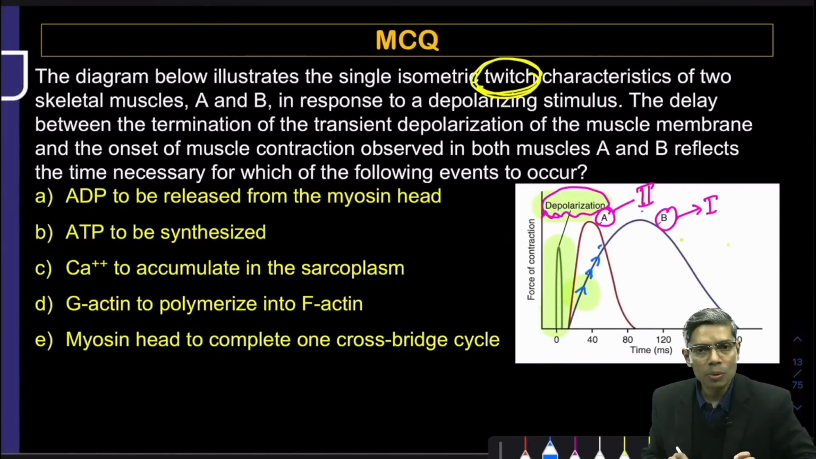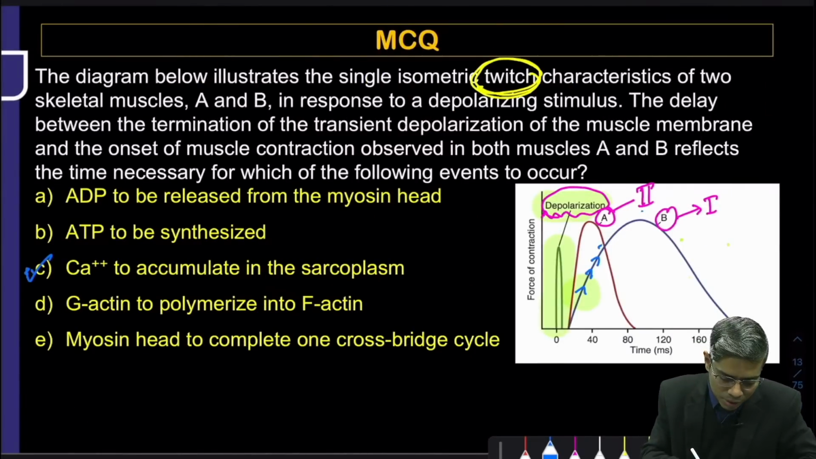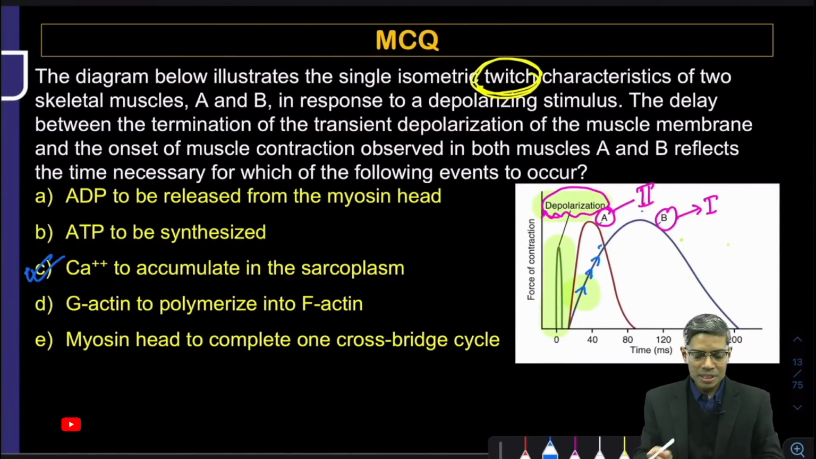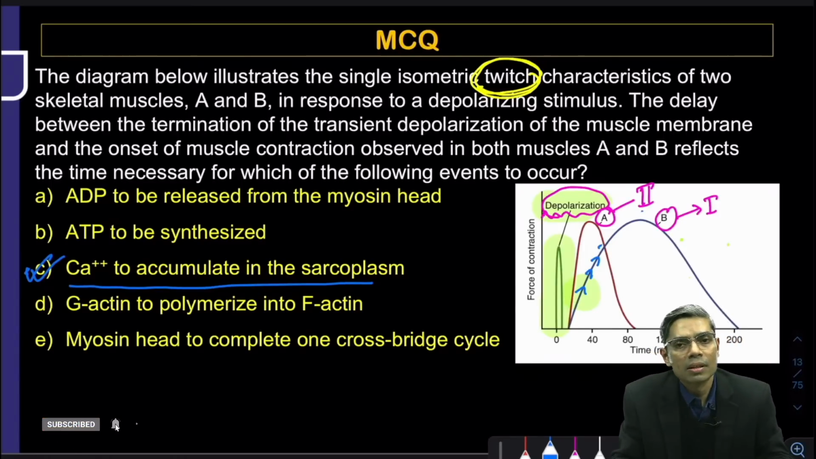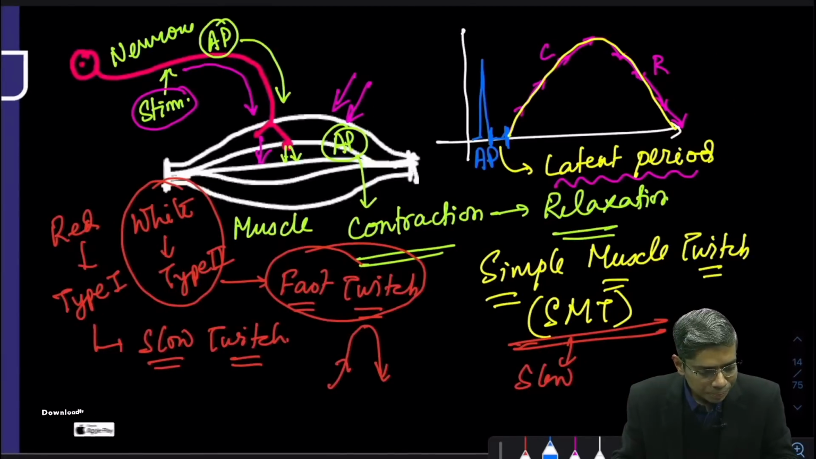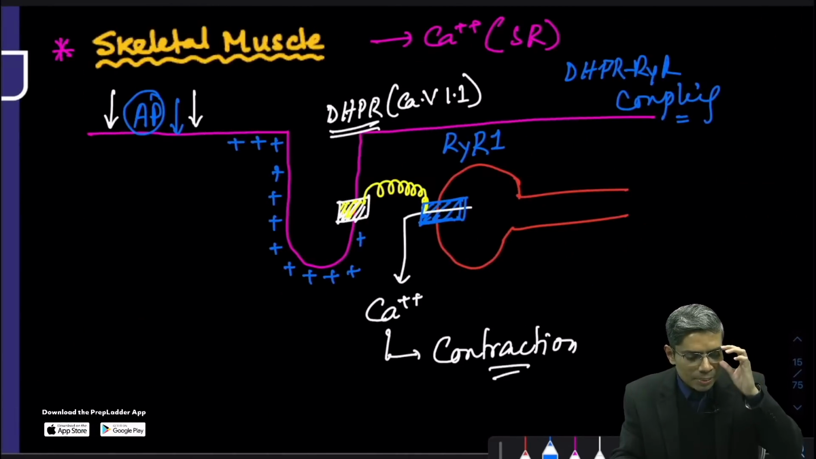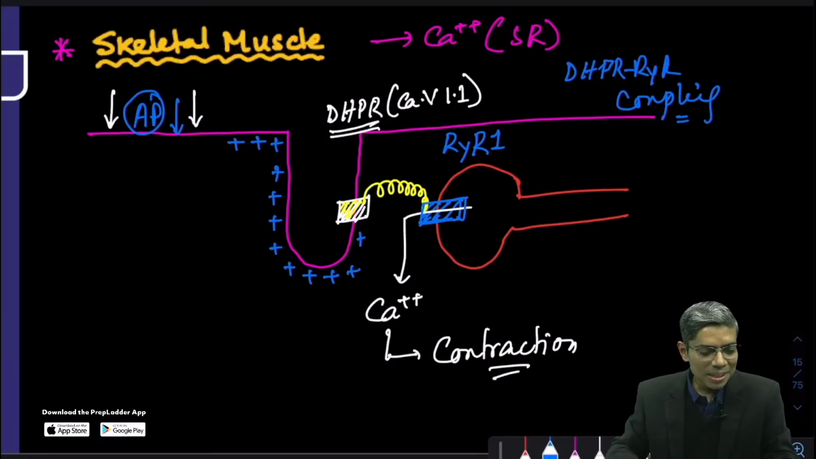So if I go back to this question, the answer will be option C, calcium to accumulate in the sarcoplasm. This is the answer of this question. Am I clear right now? Tetanic stimuli are coming. Hold on, tetanic is coming, right. So first of all you tell me whether you understood this or not.